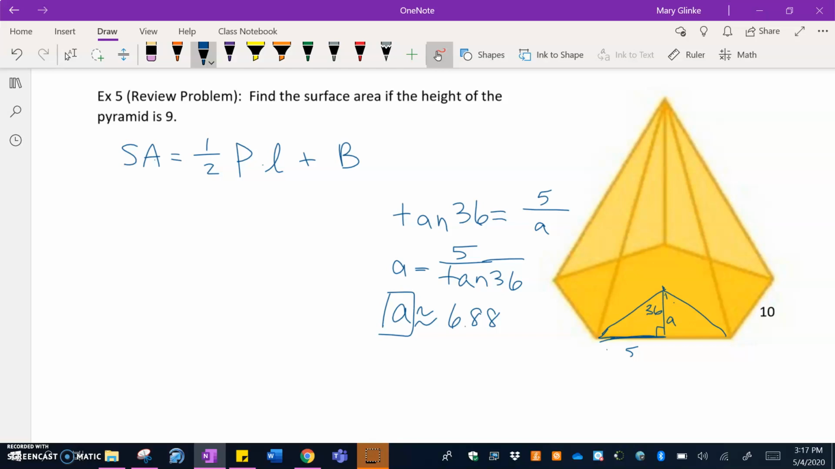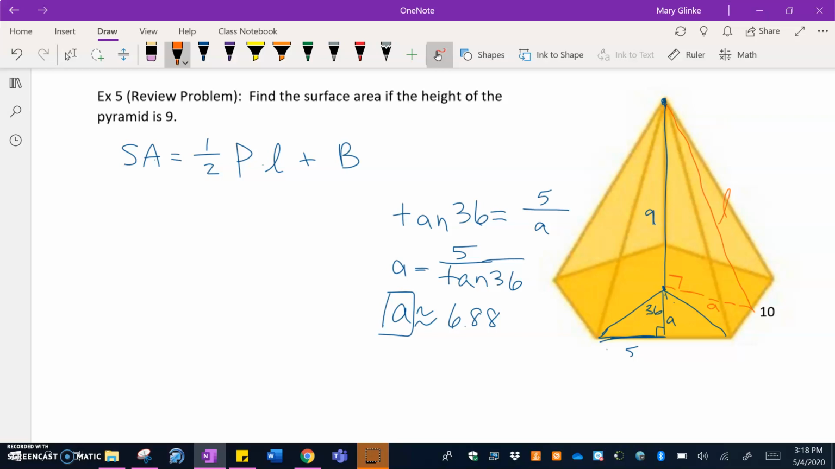So now that we know the apothem, we also know that the height of the pyramid, again, is 9. So that means the distance from the apex to that center here is 9. So if you imagine the apothem here, I'll draw in orange, jetting out this way, here's our apothem. We actually then have a right triangle using the slant height as our hypotenuse, 9 as one of our legs, and our apothem as our other leg.